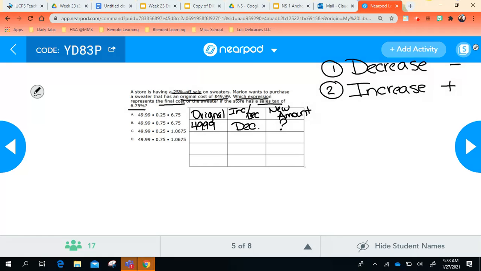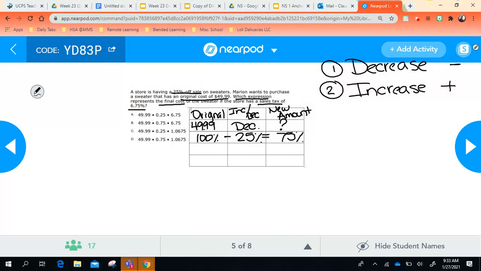Our original percent is always going to be what? 100%. Good. And we said we're subtracting, so I'm putting minus. How much? 25%. Good. Because our discount is 25%. So what is 100 minus 25? 75. Good. So 75%. Remember, you're not putting the percents in your calculator when you're subtracting.